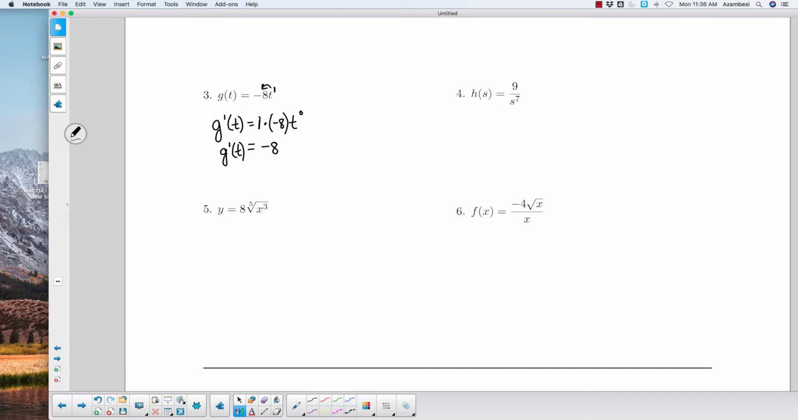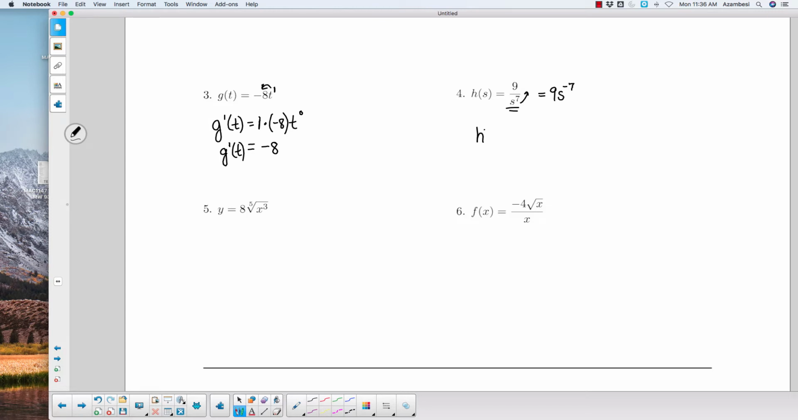If we go to number 4, if I want to use the power rule on something in the denominator, the first thing I have to do is bring it up into the numerator. So I'm going to write it in its equivalent form. This is equal to 9 times s. Remember that if you're bringing something to another side of the fraction, then we change our sign on the exponent. So 9s to the negative 7.